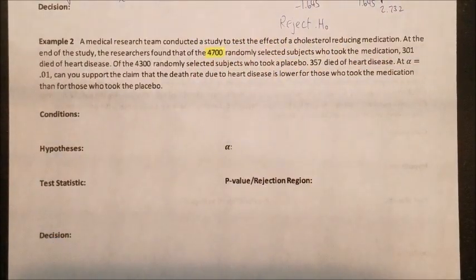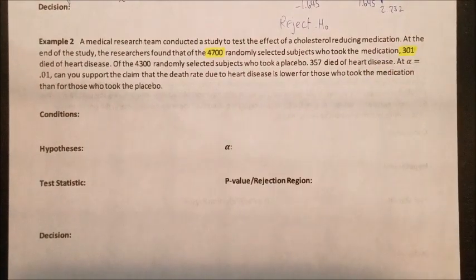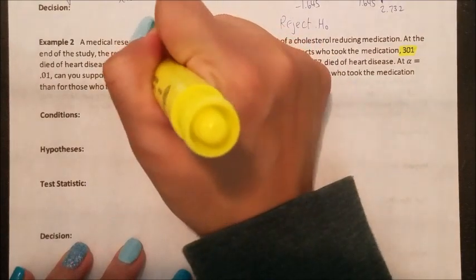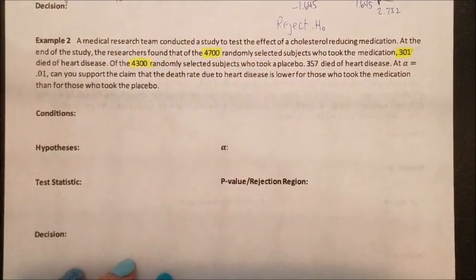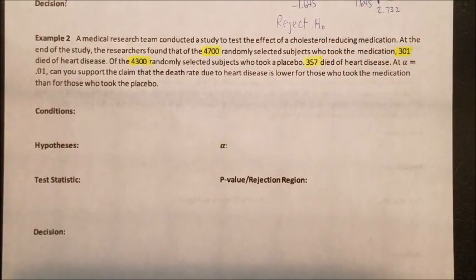So we got 4,700 people total who took the medication, and then 301 of them died of heart disease. Then in a second sample, we have 4,300 randomly selected subjects who took a placebo. 357 died of heart disease from them. So that's our two different samples, and they didn't give us a percent.